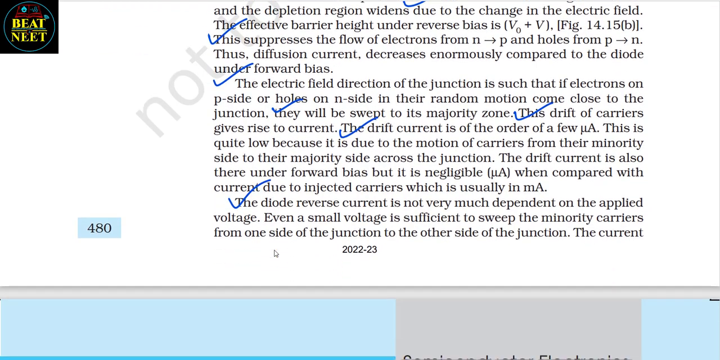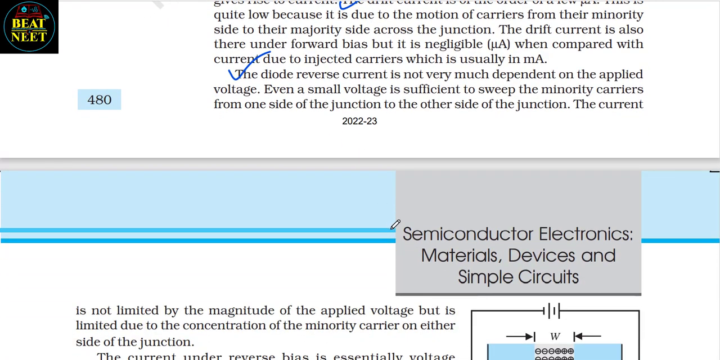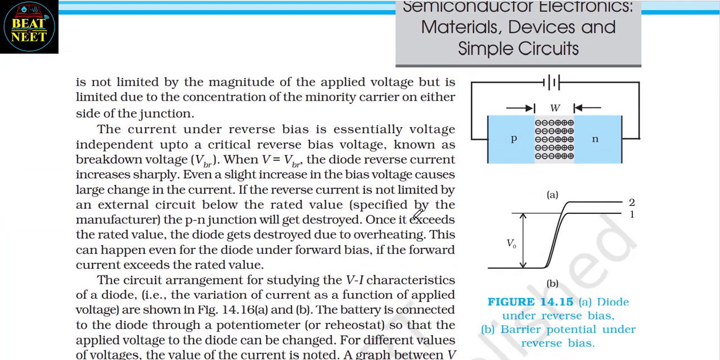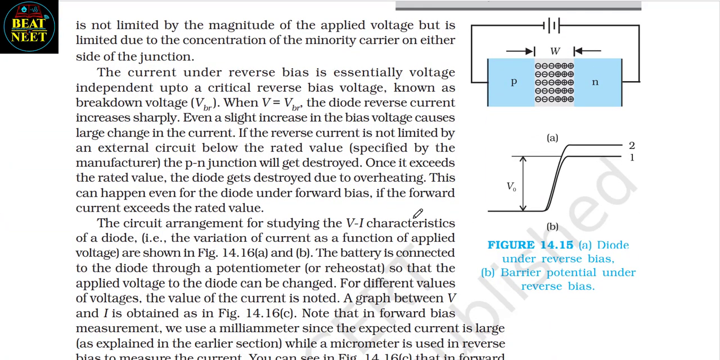The diode reverse current is not very much dependent on the applied voltage. Even a small voltage is sufficient to sweep the minority carriers from one side of the junction to the other side. The current is not limited by the magnitude of the applied voltage but is limited due to the concentration of the minority carriers on either side of the junction. The current under reverse bias is essentially voltage independent up to a critical reverse bias voltage known as the breakdown voltage. When V equals VBR, that is the breakdown voltage, the diode reverse current increases sharply.